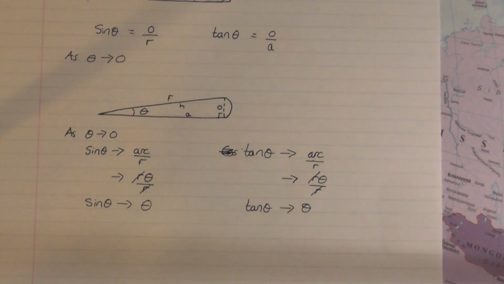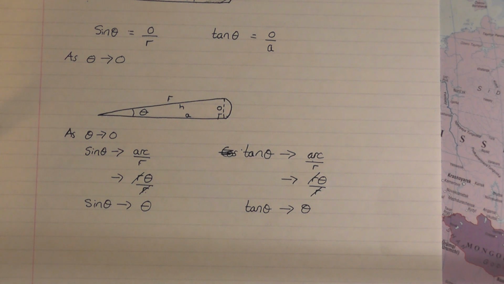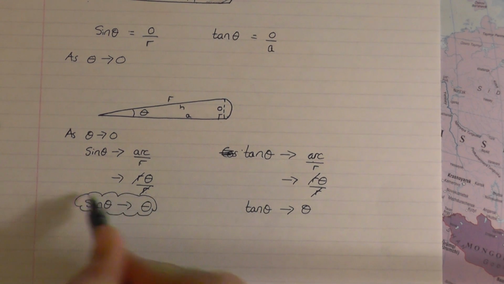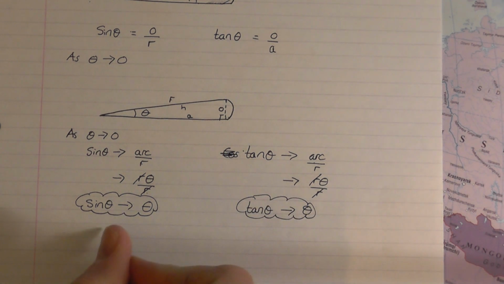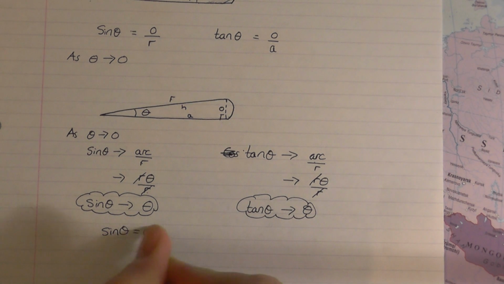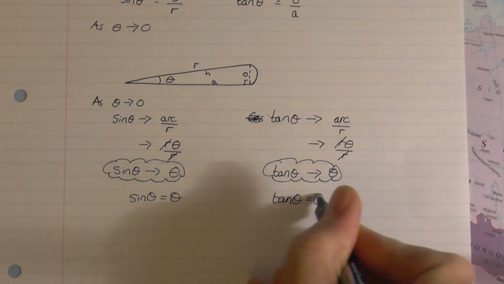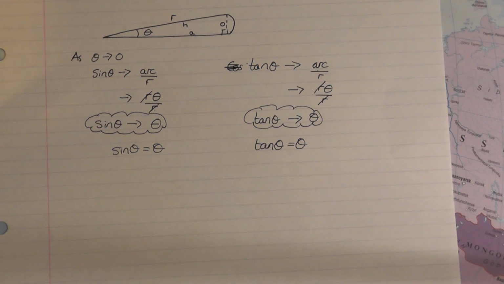So what we can see from this is that as theta tends to 0, in other words for very small angles of theta in radians, tan theta is approximately the same size as theta. It tends towards being the same as theta. So those two results are very important, and you need to be able to reproduce them and use them. We normally write this as sine theta equals theta and tan theta equals theta for small angles theta in radians. Okay, now what about cos theta?